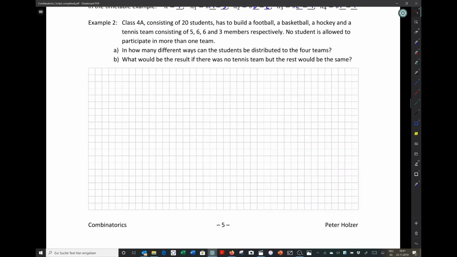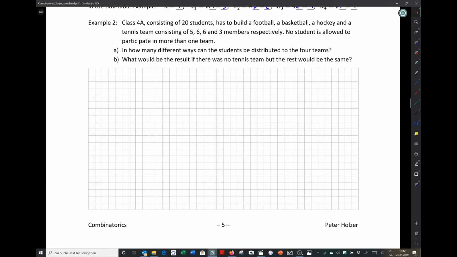Let us now use our findings to solve example 2. We have a class consisting of 20 students, and the class has to build a football, a basketball, a hockey, and a tennis team, and they consist of 5, 6, 6 and 3 members respectively, and no student is allowed to participate in more than one team. In how many different ways can the students be distributed to the 4 teams?